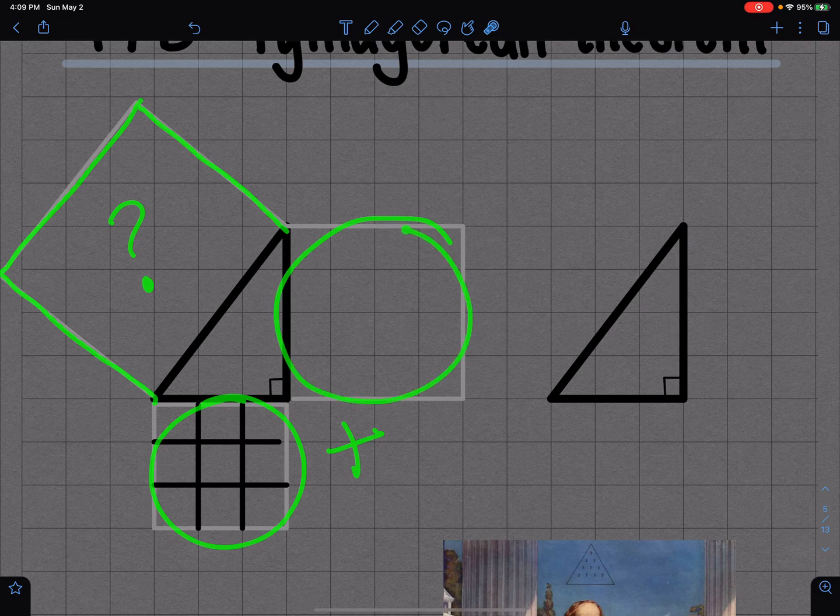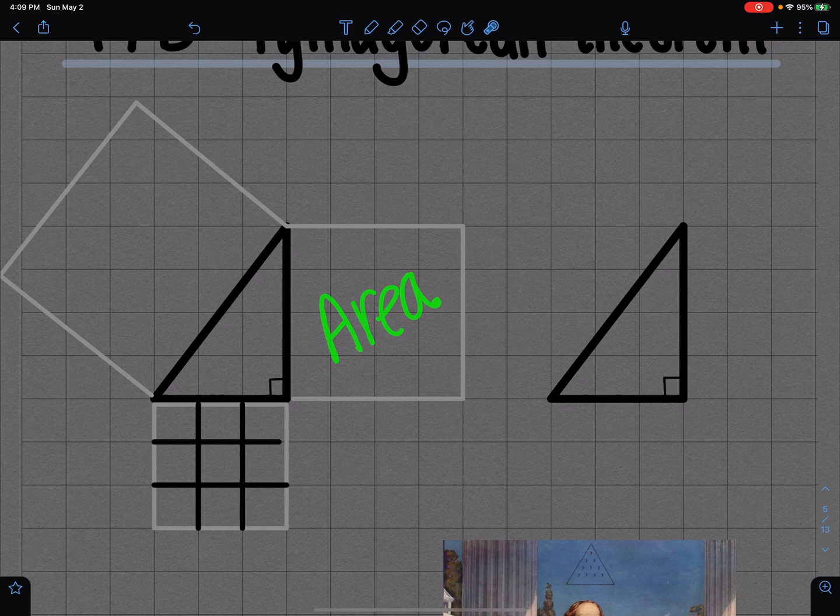That's cool, and that's the whole Pythagorean theorem. So if you find the area of this and you add to it the area of this, they're going to add to this area, twice the area.